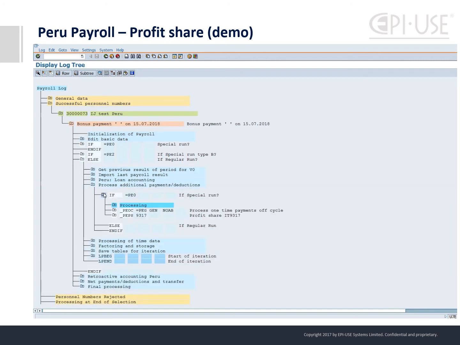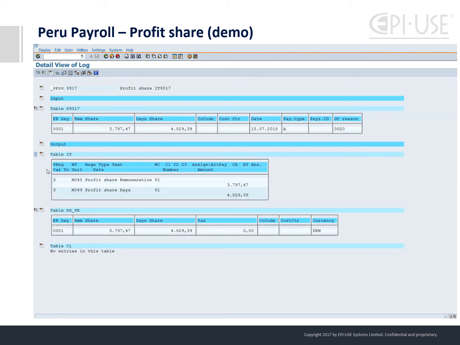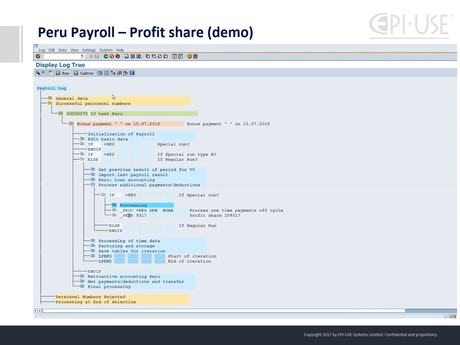If it's a special run, which it is, there's this profit share function again, underscore PEPS. And in here we can see the input to this is the InfoType 9317. There's the information, and the wage types that we've specified are now used, and these are now created. So this is the whole process for profit sharing.